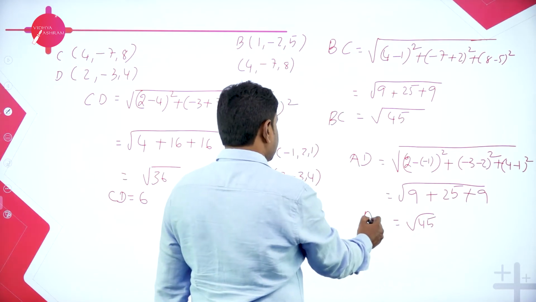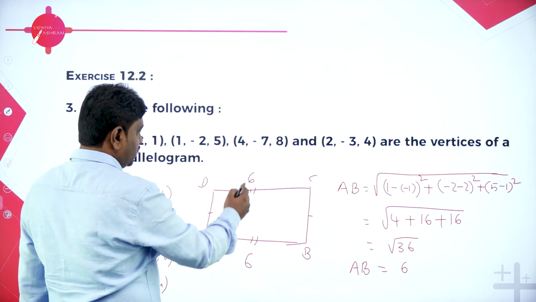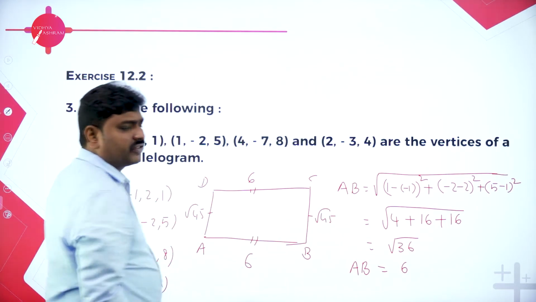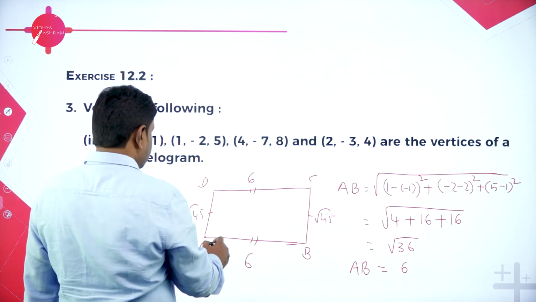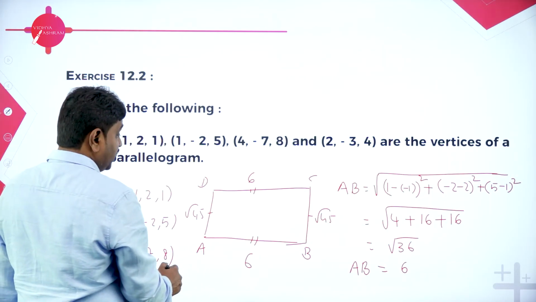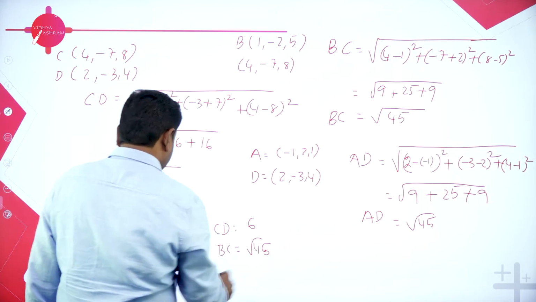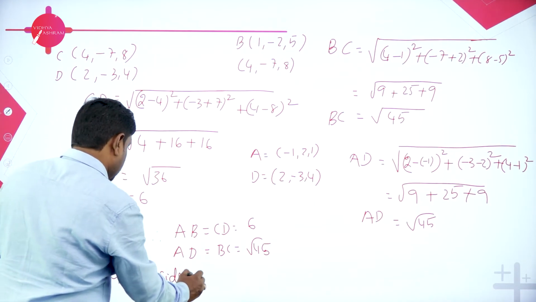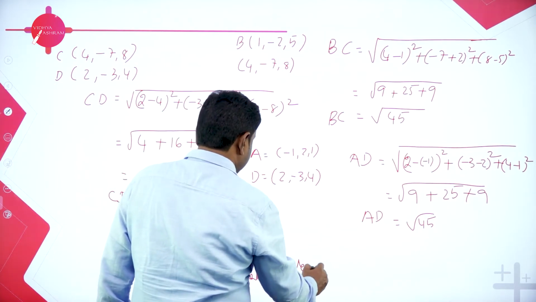So dear students, opposite sides are equal. So therefore here we got AB, and the other two sides we got root 45 each. Root 45 further you can also simplify as 3 root 5, but not necessarily required here. We got AB is equal to CD, both are equal to 6. And the other pair AD is equal to BC, that is root 45. So opposite sides are equal. Therefore, vertices form a parallelogram.